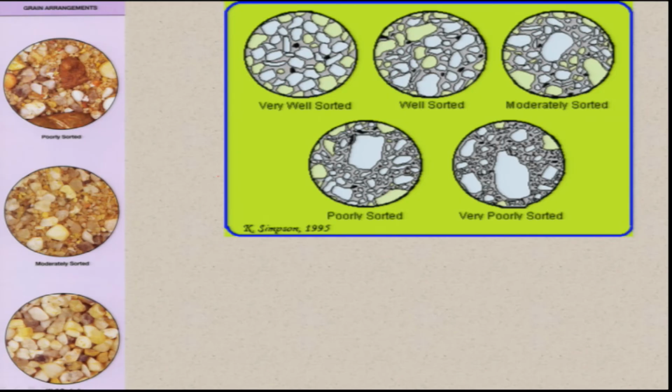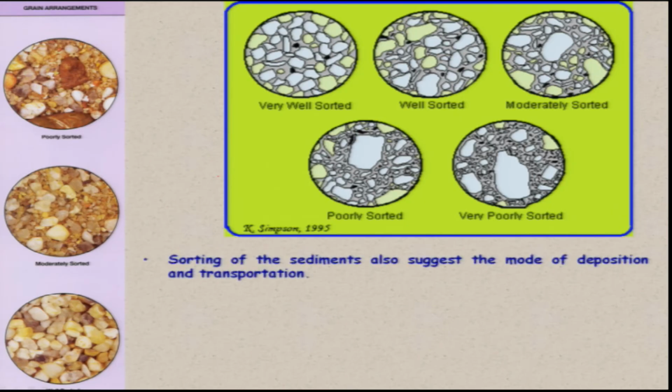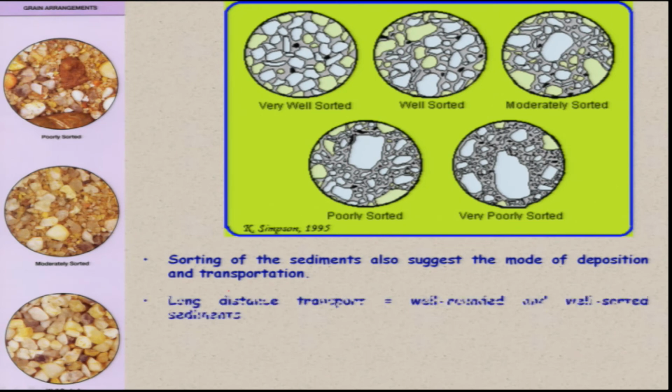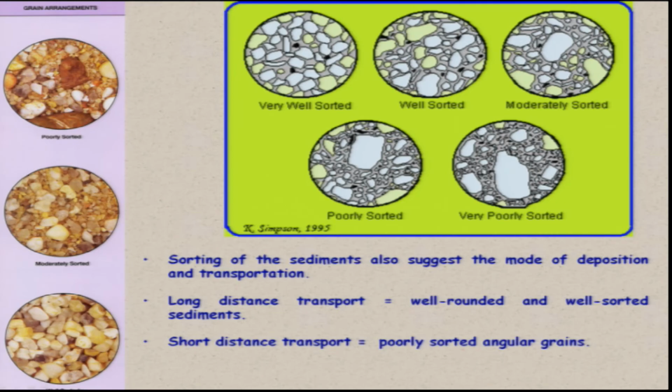Based on the rounding, we can also sort out the different types of rocks, and we talk about the sorting of the different types of rocks. Either they are very well sorted or moderately sorted. Again this relates to transportation. Sorting of the sediments also suggests the mode of deposition and transportation. Long distance transport will give well rounded and well sorted material, or clasts, whereas short distance transport will be poorly sorted and angular in shape. So sorting of the material also helps us identify the deposition and transportation mode.